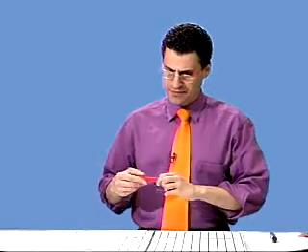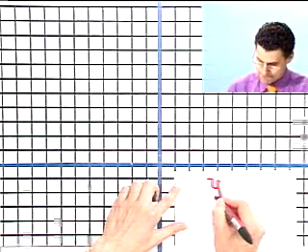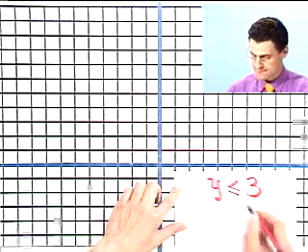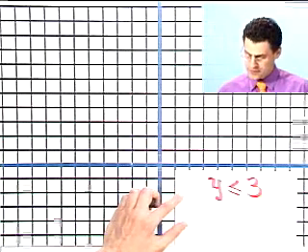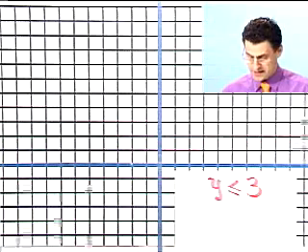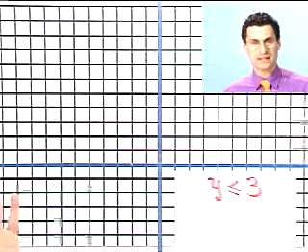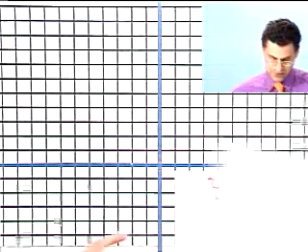Suppose I wanted to graph y is less than or equal to 3. How would I graph that? Well, the very first step that I would make, if it were me, is to first just graph y equals 3, because that's easier, after all. So the first thing I would do is just graph y equals 3.